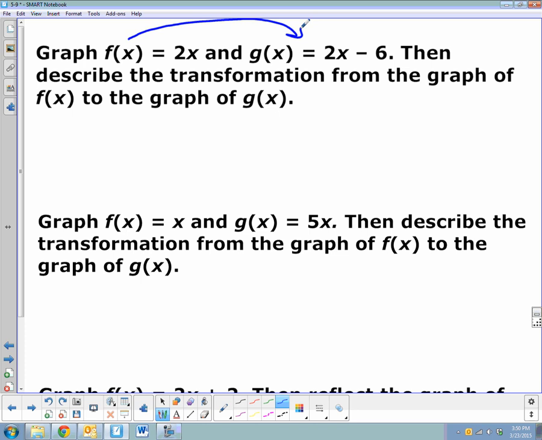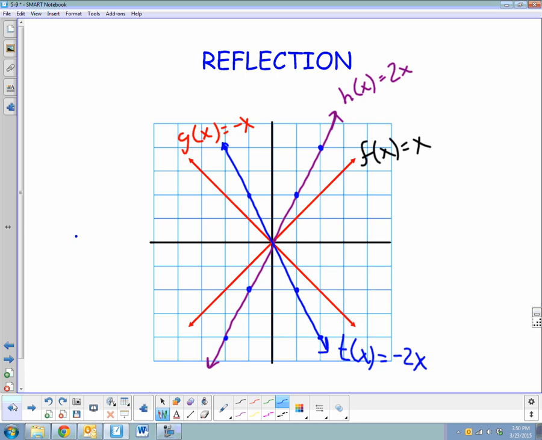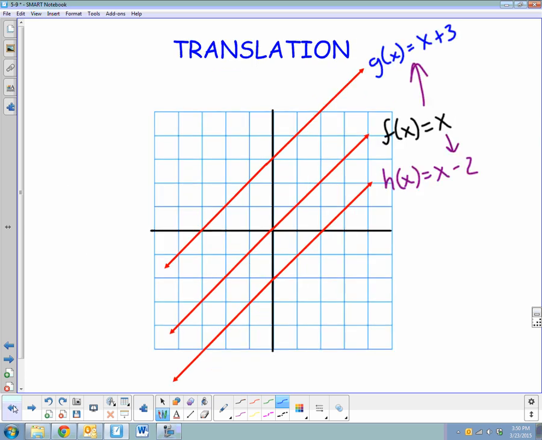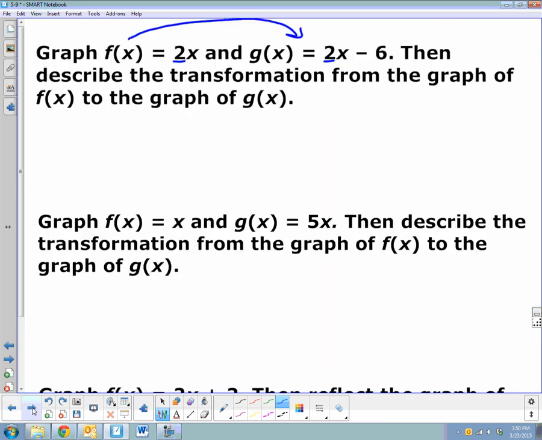So first let's look at the slope. Did the slope change? No, the slope is the same, which means it's probably not going to be a reflection, probably not going to be a rotation. If the slope is the same, they're parallel. So it's a transformation. The slope didn't change. That might be a little note to write: slope didn't change. So if the slope doesn't change, it's going to be a translation.